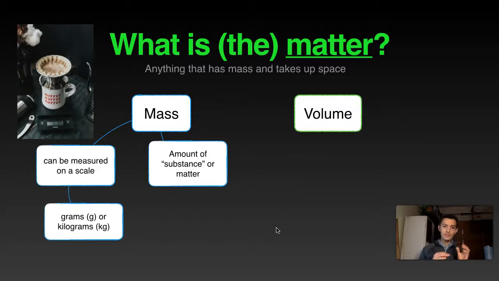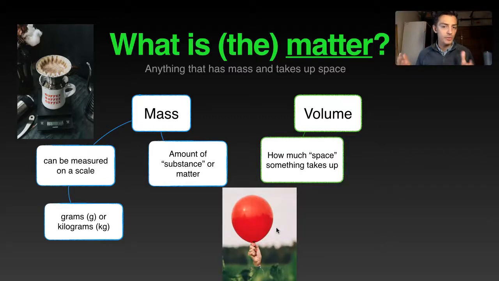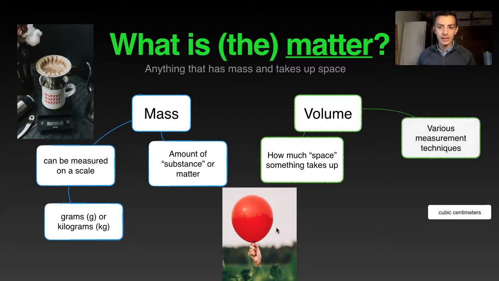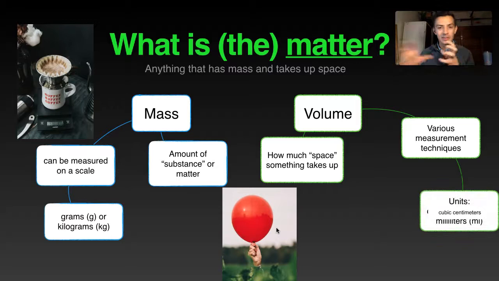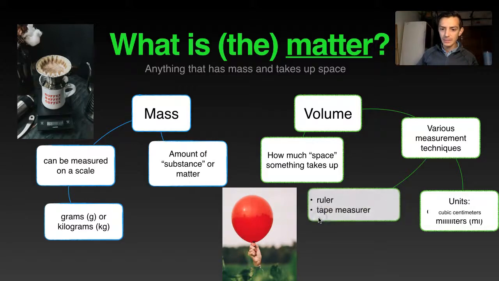Now, if mass and volume are different, well, they both make up matter, so how does volume work? Volume is how much space something takes up. The amount of space that something takes up can be measured a variety of ways, but not everything takes up space in equal, clean ways. The main unit we'll use is called the cubic centimeter, which is also the milliliter. The cubic meter would just be an extension of that, but it's very large, so we don't typically use it. We use the cubic centimeter, which is smaller but actually equivalent to a milliliter. That's convenient.